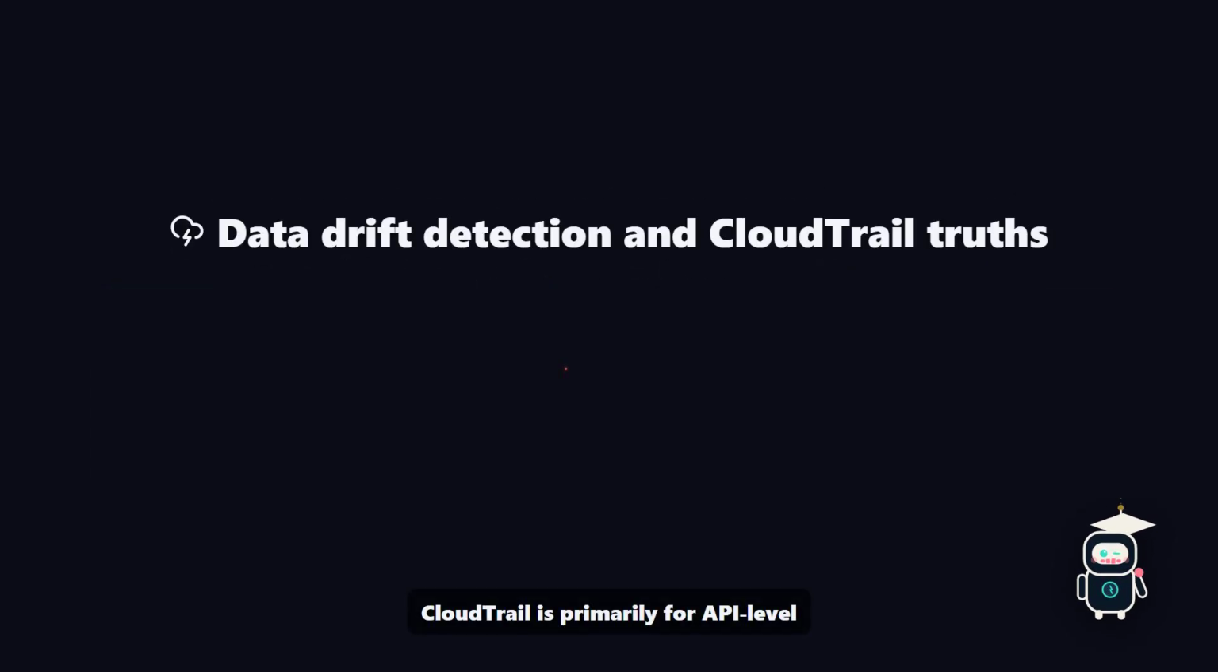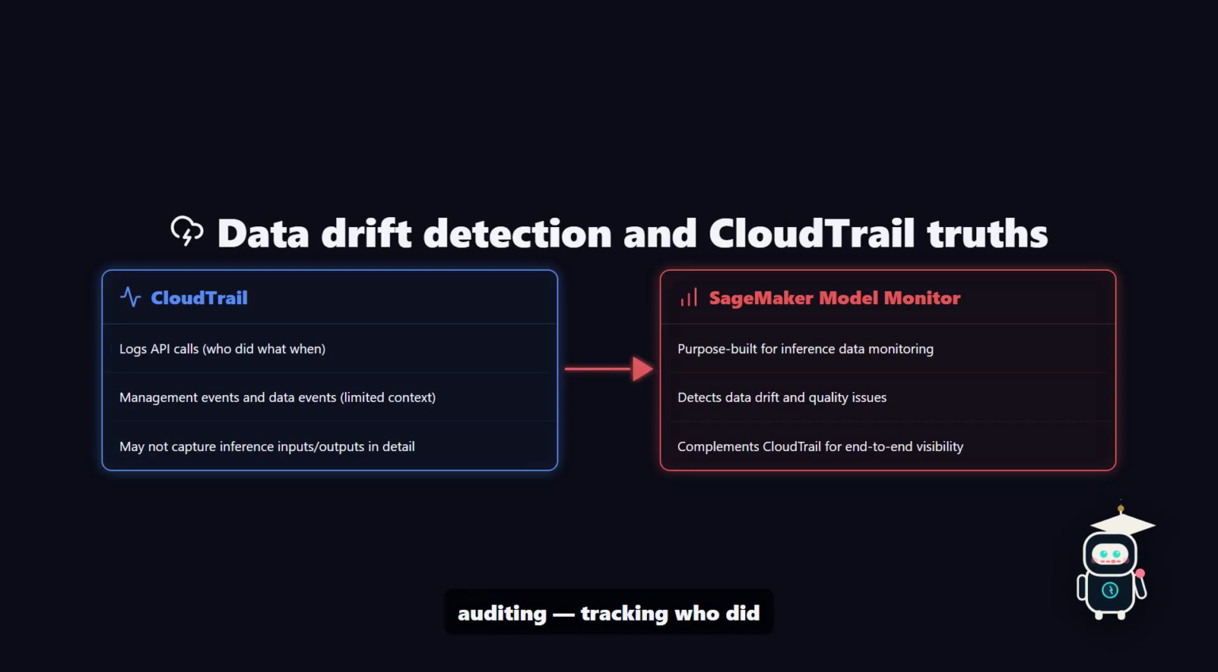CloudTrail is primarily for API-level auditing, tracking who did what and when. However, the predictions and input data processed by your models might not always be captured by CloudTrail alone. For monitoring data drift and inference quality, services like SageMaker Model Monitor are designed to complement CloudTrail, providing visibility into the actual model inputs and outputs. Always consult the latest AWS documentation to understand the precise boundaries of each service, because the exam expects you to know which tool handles each monitoring layer.